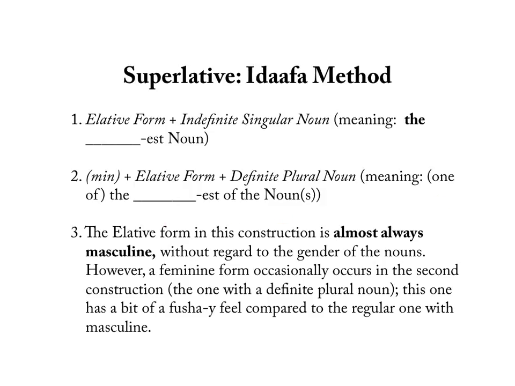Now there's not a huge difference between Akbar Medina, the biggest city, and Akbar al-Mudun, the biggest of the cities, but they are different. They're not exactly the same. Again, the elative form in this construction is almost always masculine without regard to the gender of the nouns. However, a feminine form will occasionally occur in the second one, not in the first one. And so you could get Kubra al-Mudun instead of Akbar al-Mudun. And if you do get that feminine form, it has a slightly fusha'i feel. In other words, it's a little bit more elegant, a little bit more rare than the one with the masculine.